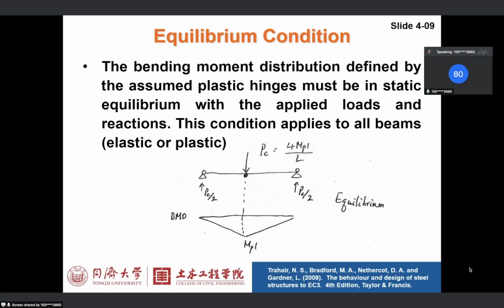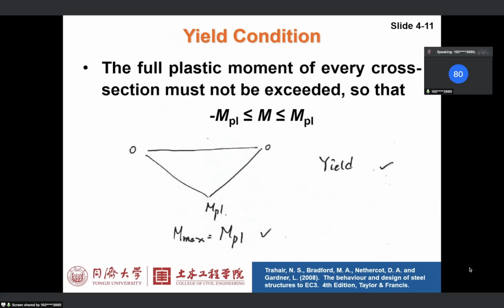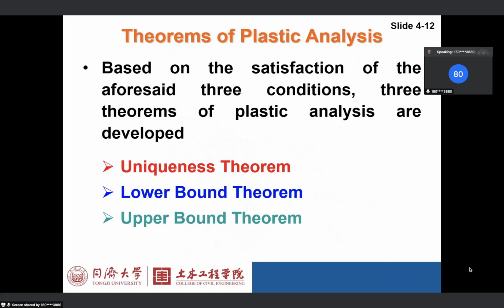Okay, it sounds easy, right? It sounds easy, but actually, when we meet more complicated problems, it's not that easy. But it's fine. Let's continue. Let's see what happens.